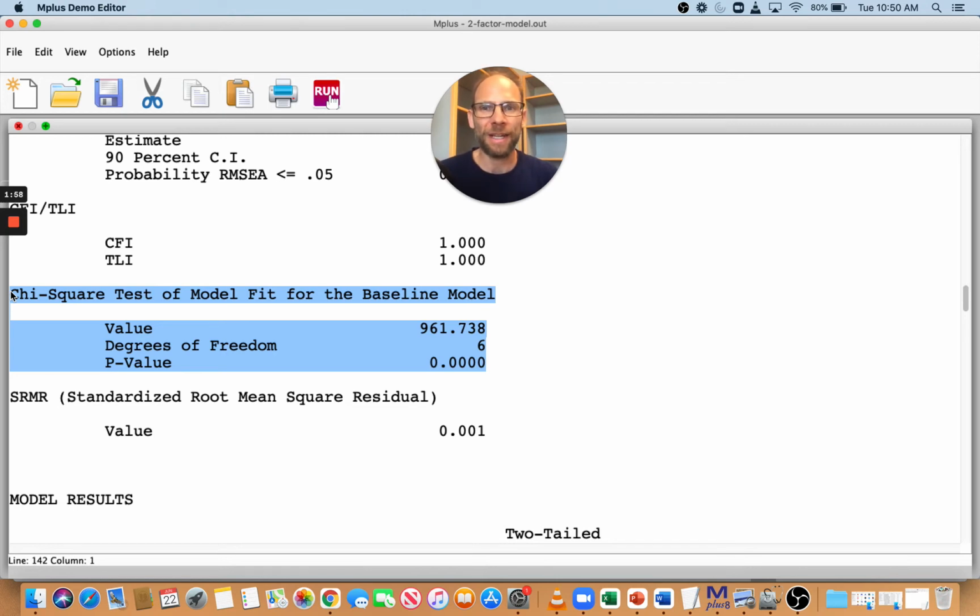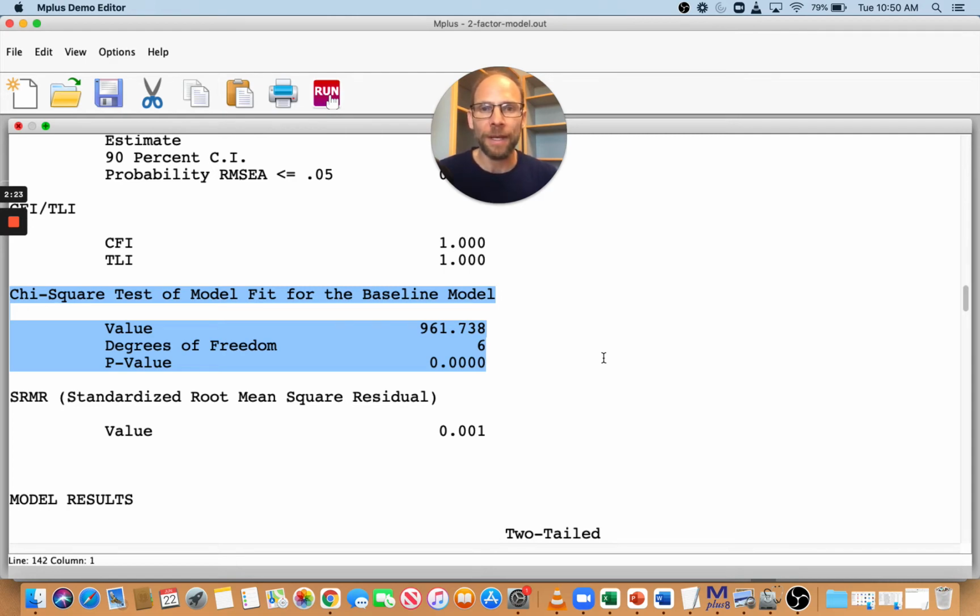Now, should that concern us? Is this a problem? Is this a good thing? What does this mean? So in order to understand that, we first have to talk about what the baseline model is that Mplus uses here. So the baseline model that is being tested here is a model where the covariances among the variables are all assumed to be 0 in the population.